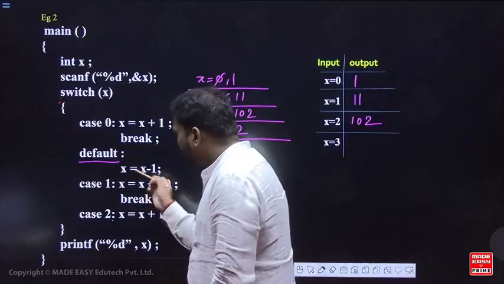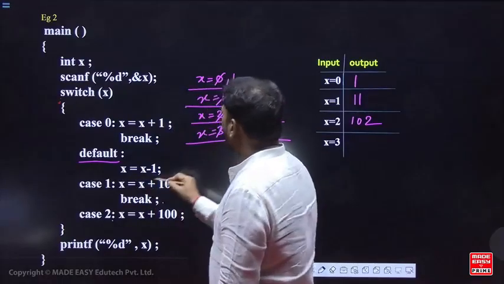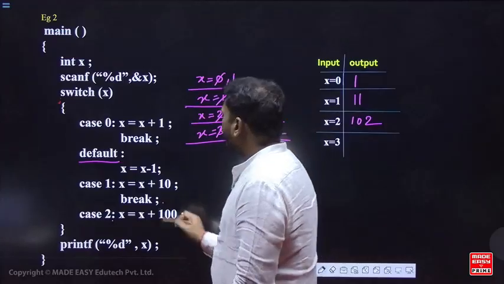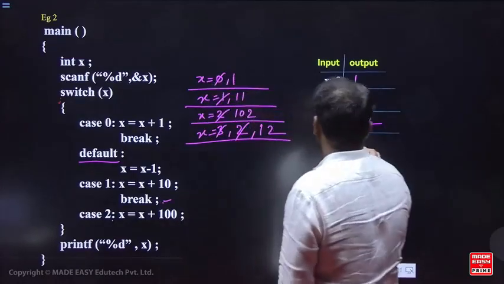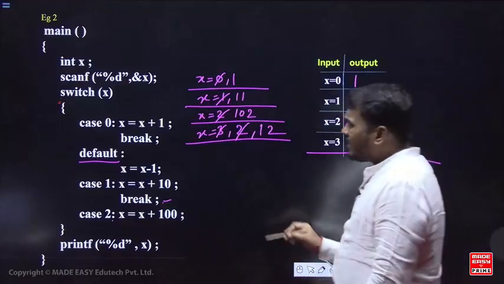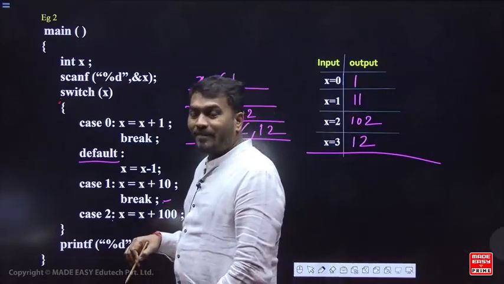So default के बाद यहाँ पे break नहीं है तो case 1 भी चलेगा. तो x equal to x plus 10, so that is 2 plus 10, that is what? 12. So you are having break here, so it will simply come out. So x equal to 3 दिया, तो what is output you get here? 12. So that is the reason.